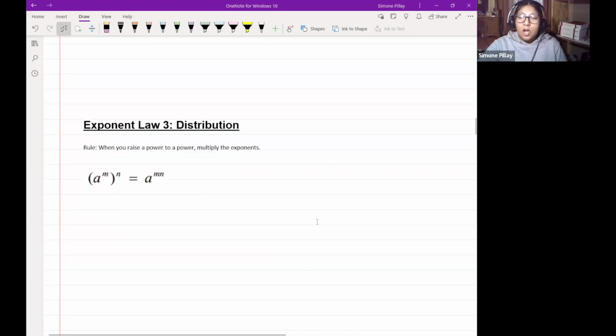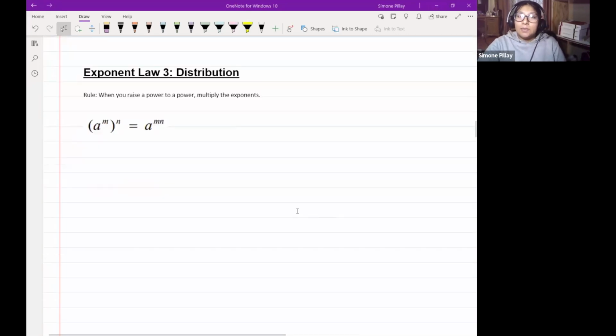I'm going to move on to what we came here for today. We are now doing our next exponent law, which is distribution. And so how this works is it's exactly what it says here. It says when you raise a power to a power, and I'll explain exactly what that is in a second. But when we raise a power to a power, we have to multiply our exponents.